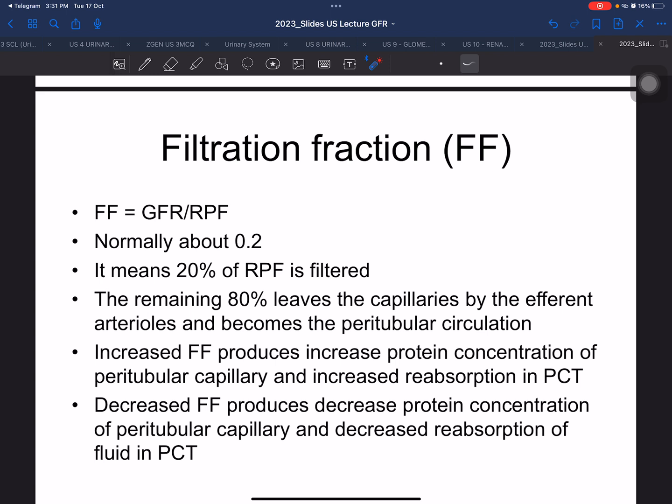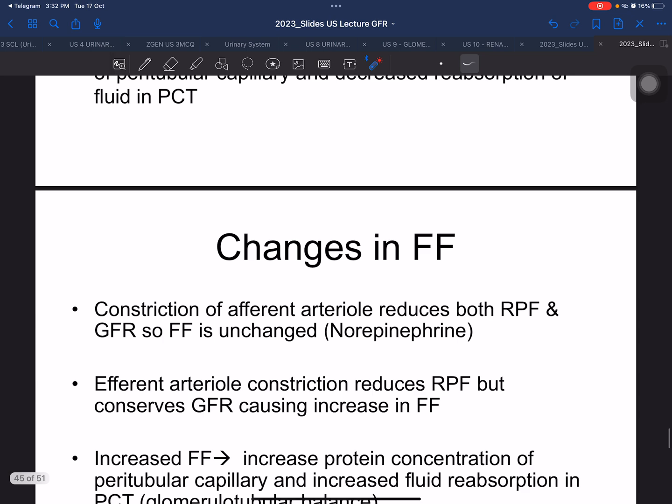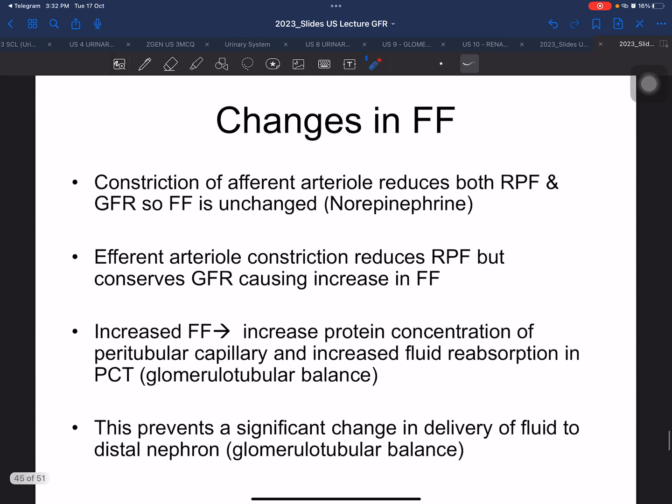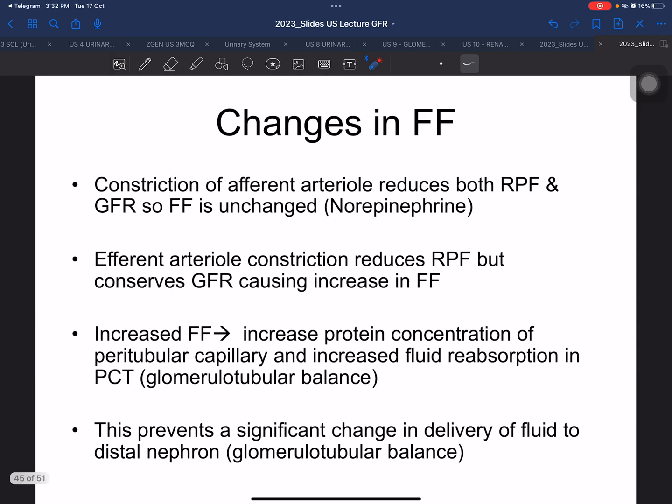In the other case, if the efferent arteriole at the end constricts, it will reduce the RPF, but it will conserve the GFR. Even though it reduces the RPF, it still conserves the GFR, causing an increase in the filtration fraction.